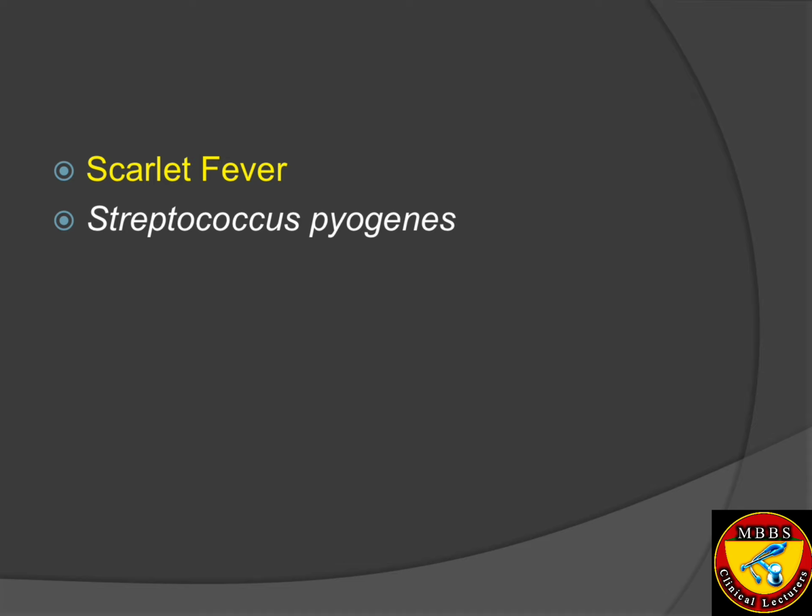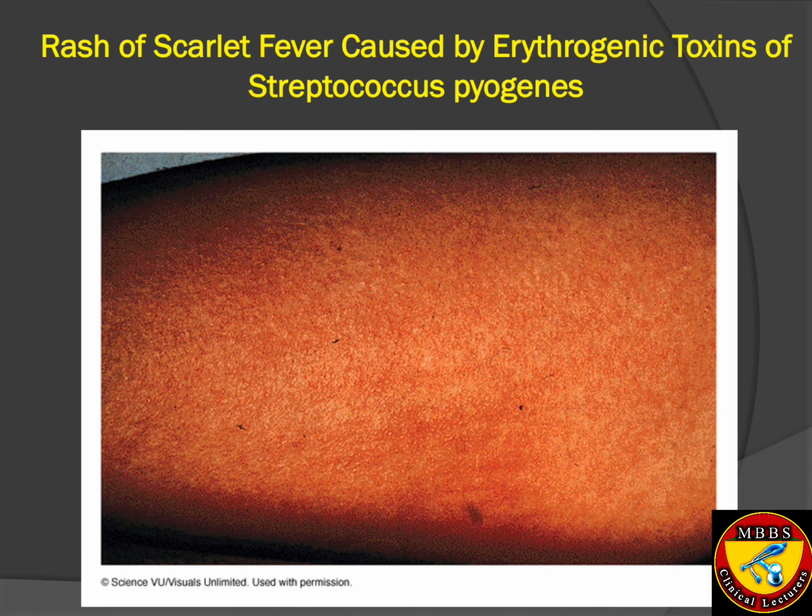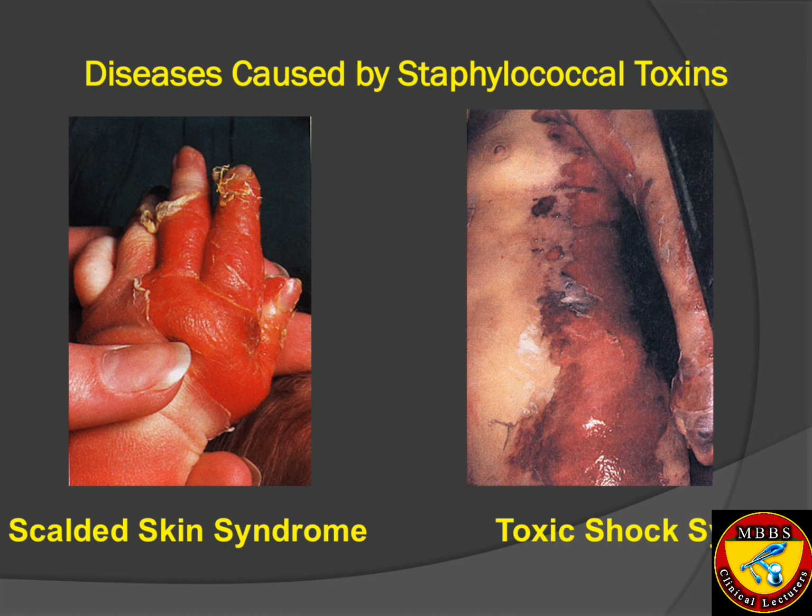So what happens in scarlet fever, which is caused by Streptococcus pyogenes? It is caused by the exotoxin, which is produced by lysogenic conversion, and this cytotoxin damages the blood capillaries and results in a skin rash. Also, it can cause strep throat with a rash. This is a picture of the rash where the skin becomes reddish. So this is a disease caused by streptococcal toxins. This is scalded skin syndrome. It looks like burn marks on the hand of this baby, and also toxic shock syndrome, which is because of this superantigen.